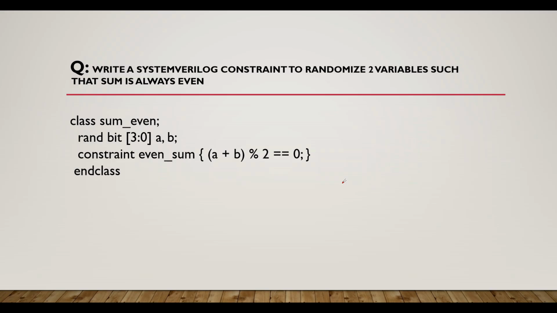Now, write a SystemVerilog constraint to randomize two variables such that the sum is even. So see, this is very simple. Sum is even means we have to take the sum and then mod it, equal to 0. That means if the remainder of this sum is 0, then only we can say that our result is even. Otherwise, it is odd.